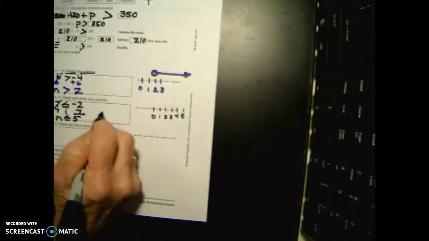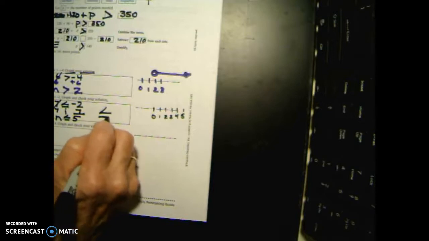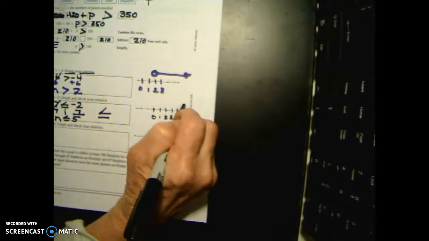So I go over to my graph, and this time I can start my 0 right here. So 0, 1, 2, 3, 4, this is 5. Now because it is less than or equal to, I need a closed circle. So I put a closed circle right over the 5, and my answer is n is every number which is 5 or any number less than 5, including all those negative numbers.